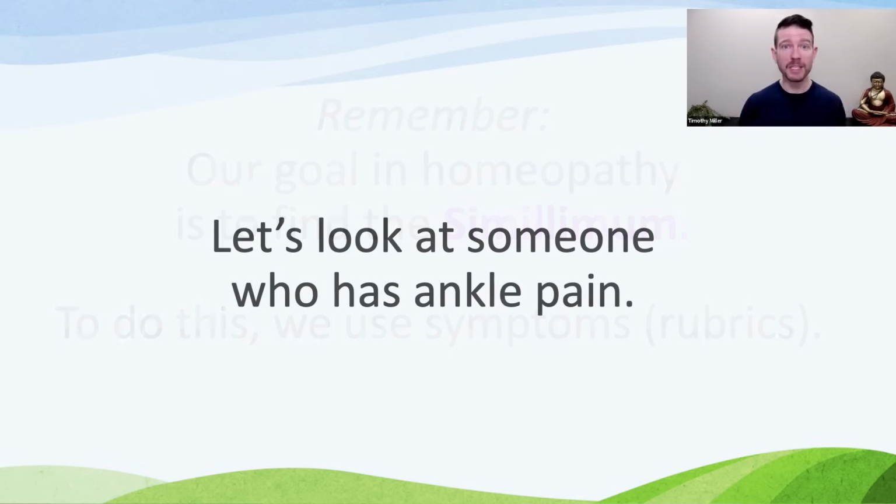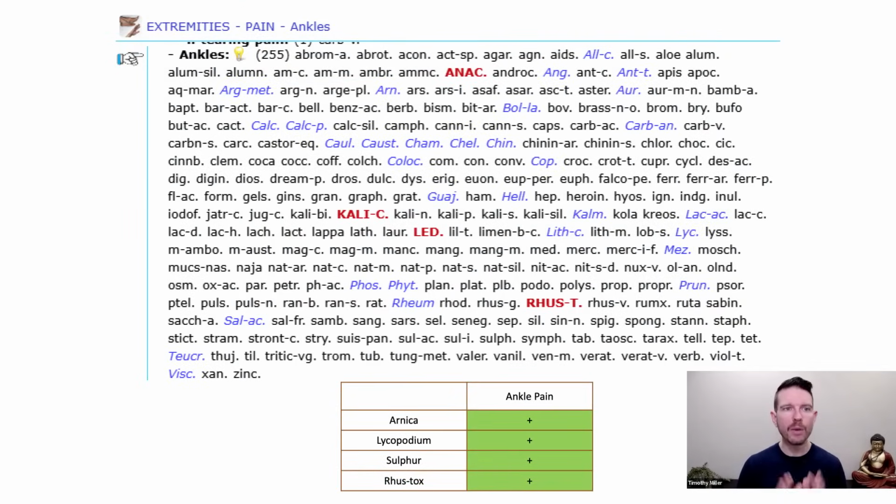So what we're going to do is we're not actually going to use a headache as an example. We're going to use an example of ankle pain. So let's look at someone who has ankle pain. Now, this is a screenshot from a computer program that homeopaths use. This is a digital version of a book, what would be found in a book. So don't freak out on me. Everything is going to be okay. All this is just a screenshot, a digital version of a book that a homeopath would use.